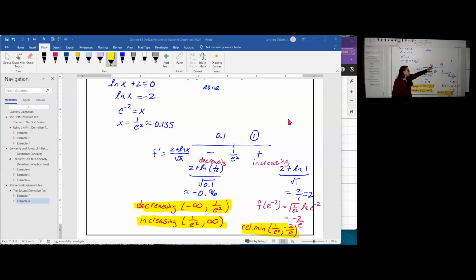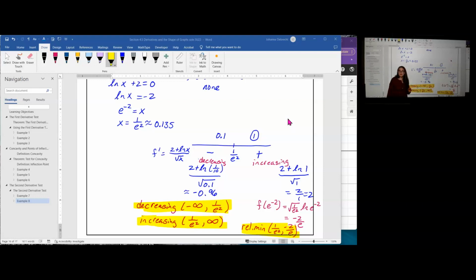0 is not in the domain, so I chose 0.1 on the left and 1 on the right. Remember to substitute those values into the first derivative. When I substituted them in, I got a negative on the left and I got a positive on the right, which told me it was decreasing on the left and increasing on the right. On an exam, I would expect you to write decreasing over negative infinity to 1 over e squared and increasing from 1 over e squared to infinity.